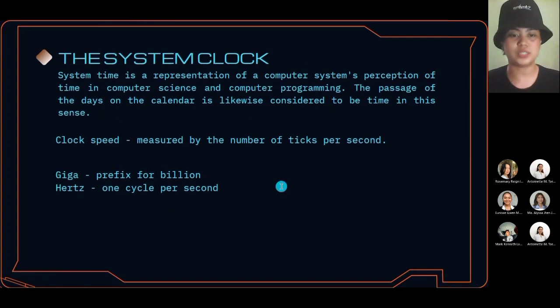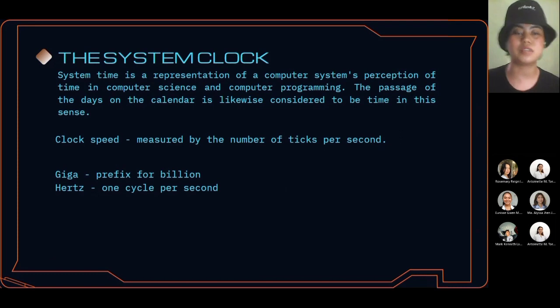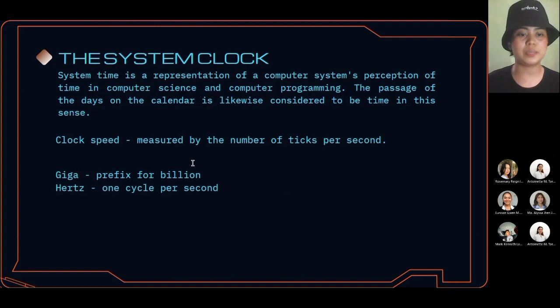So let's move on to the system clock. System time is a representation of a computer system's perception of time in computer science and computer programming. The passage of the days on the calendar is likewise considered to be time in this sense. The pace of the system clock is called the clock speed. It is measured by the number of ticks per second.